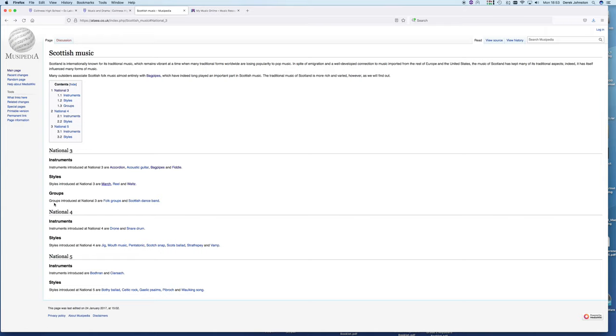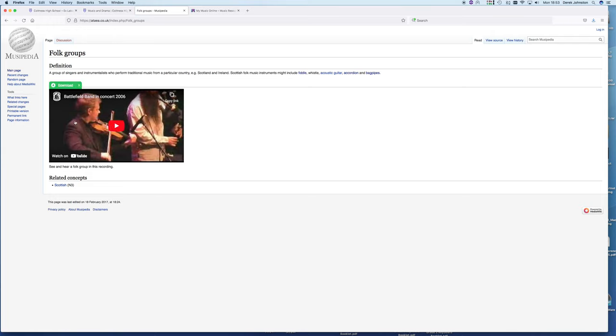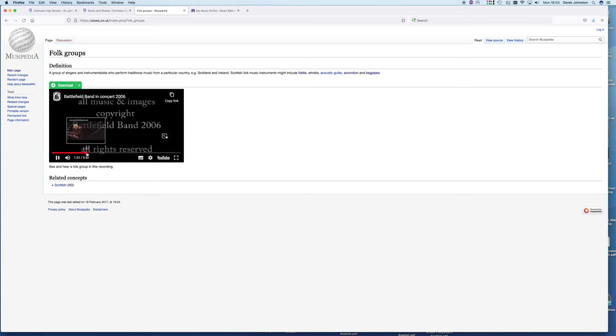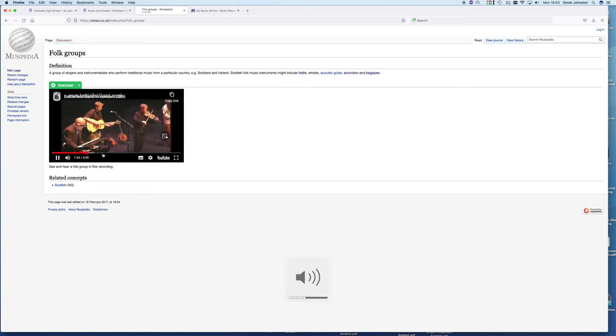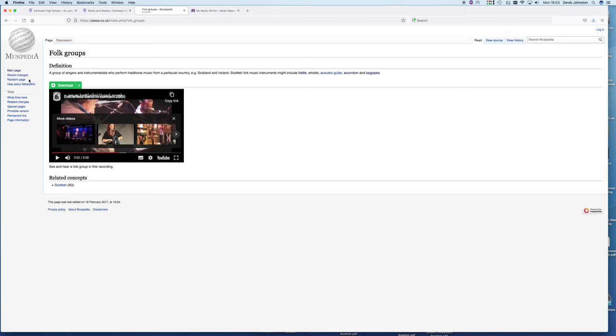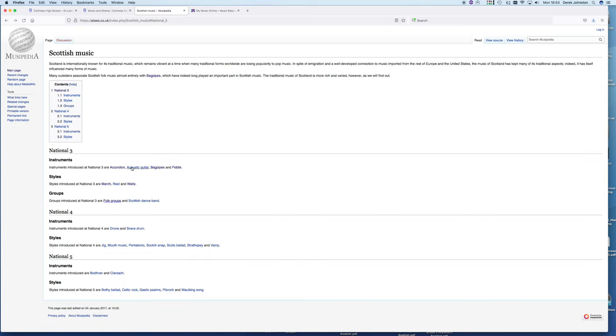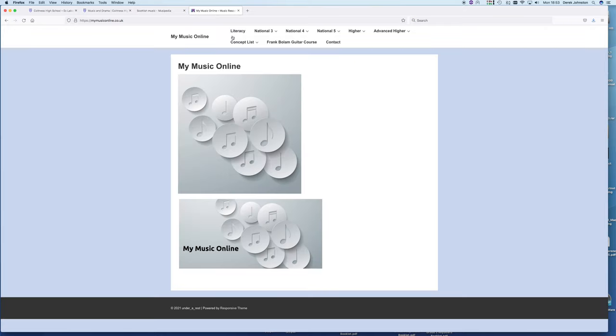Okay, right, I said I'll come back to the reel, and that's done. Groups for National 3, this is all dead easy. Folk groups, very straightforward. Groups that use acoustic instruments, sometimes bagpipes, fiddles, etc. A folk group. And there was one called Celtic Rock. That just says Scottish dance bands. There's another one maybe to look at the end, Celtic Rock.